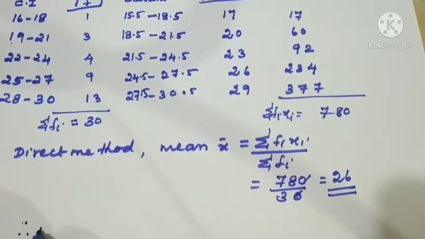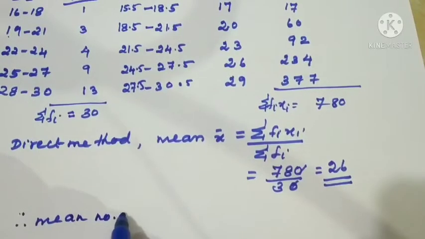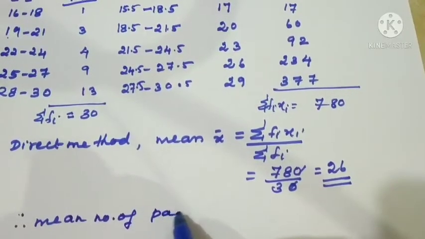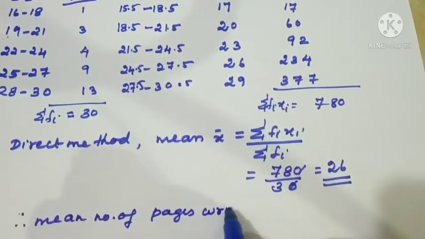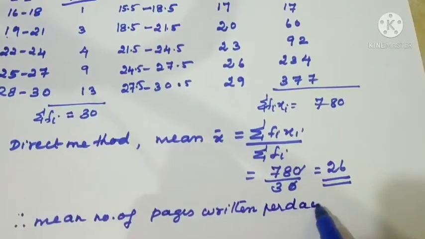therefore mean number of pages written per day equal to 26.